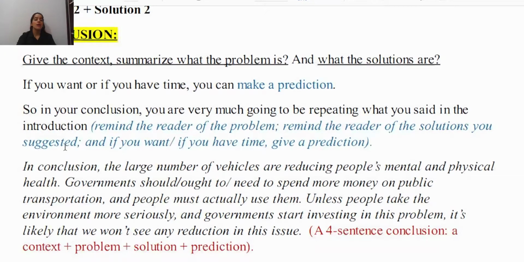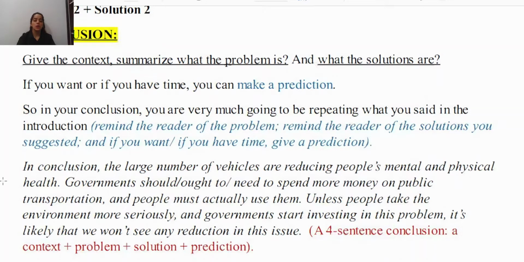Let's see how we can conclude this essay. Given the context, summarize what the problem is and what the solutions are. If you want, or if you have time, you can make a prediction. So it is an option, okay? If you do not have time, or if you are somehow anxious and you do not want to go for another step, just skip it.